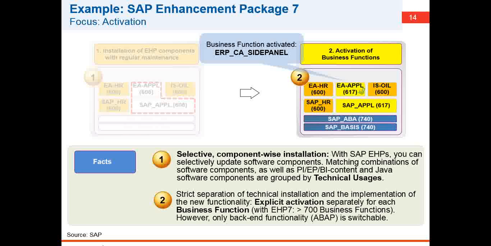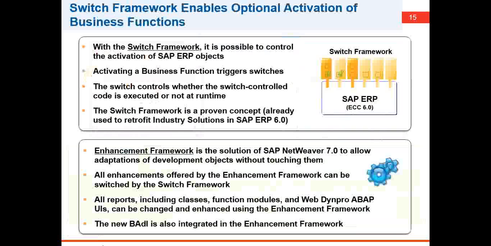Okay, more information on the switch framework. Switch framework is what makes it possible to control the activation of these objects. Activating a business function triggers switches in the code. You can think of it as a gate. When the business function has not been activated, the gate is closed and locked. No code will run through that gate. When you activate the business function, the gate is unlocked and opened. So any code that comes to that point in the program is going to continue to run the new code that was listed on the other side of the gate.